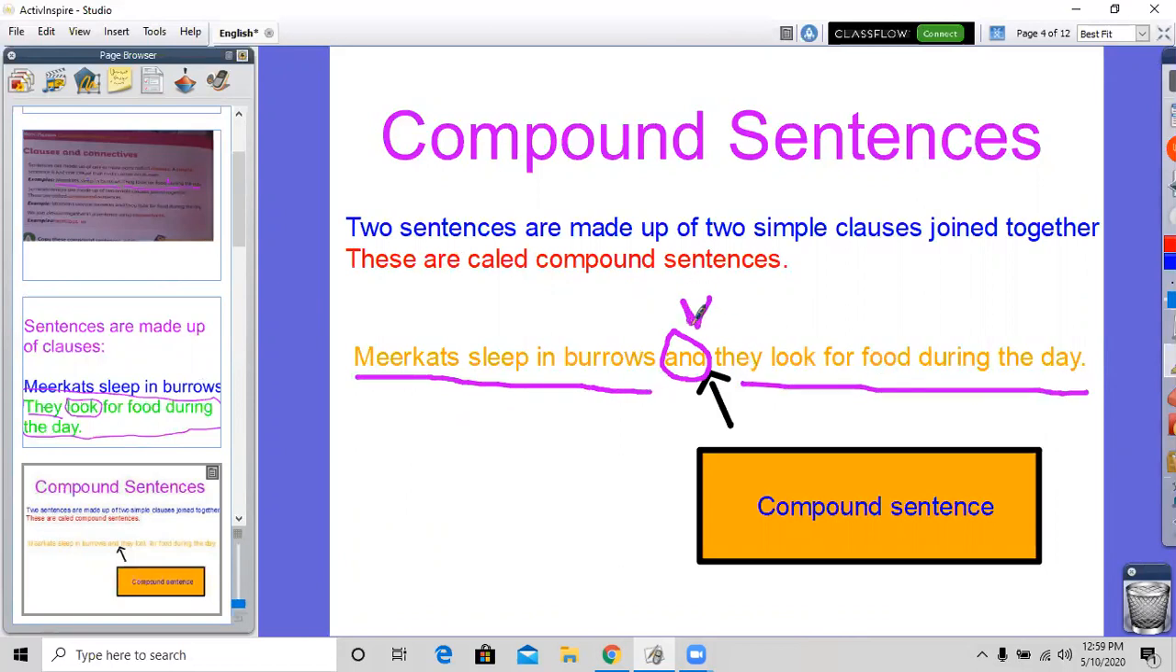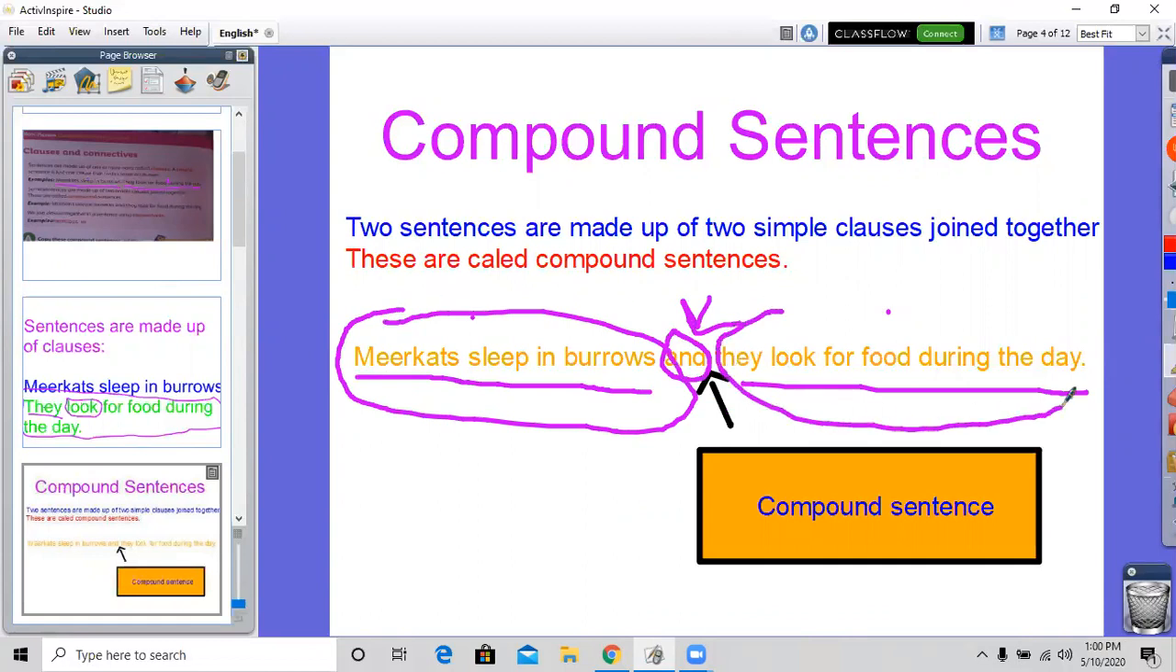Meerkats sleep in burrows and they look for food during the day. I join the sentence with and, and in this case we call and a connective. Why is it a connective? Because it joins two sentences together. This is a simple sentence, and this is another simple sentence joined together with a connective. And now it's no longer a simple sentence.